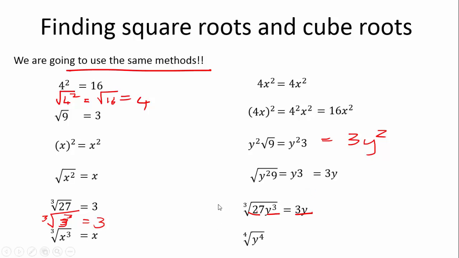What about the quad root, if you will, or the fourth root of y to the 4? And that is equal to simply y. This is just to show you, you don't need to worry about that.